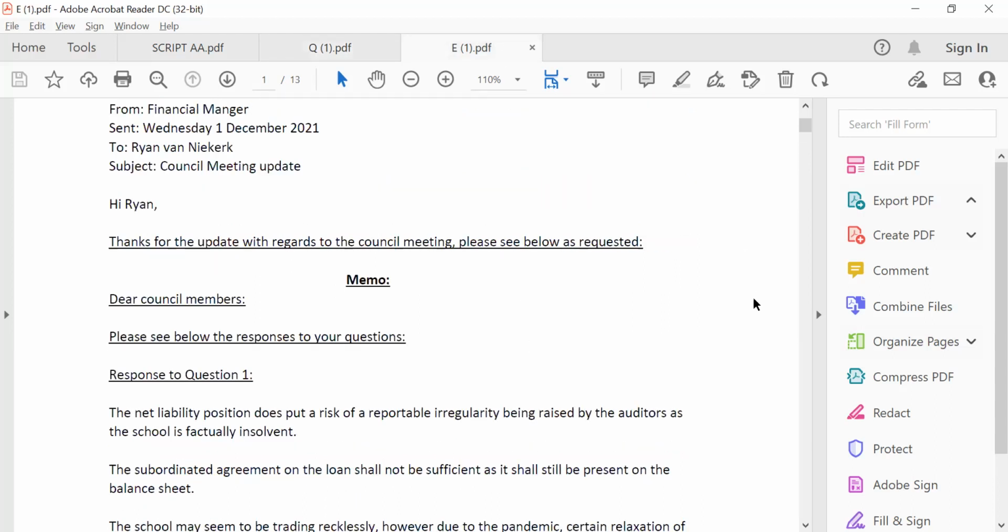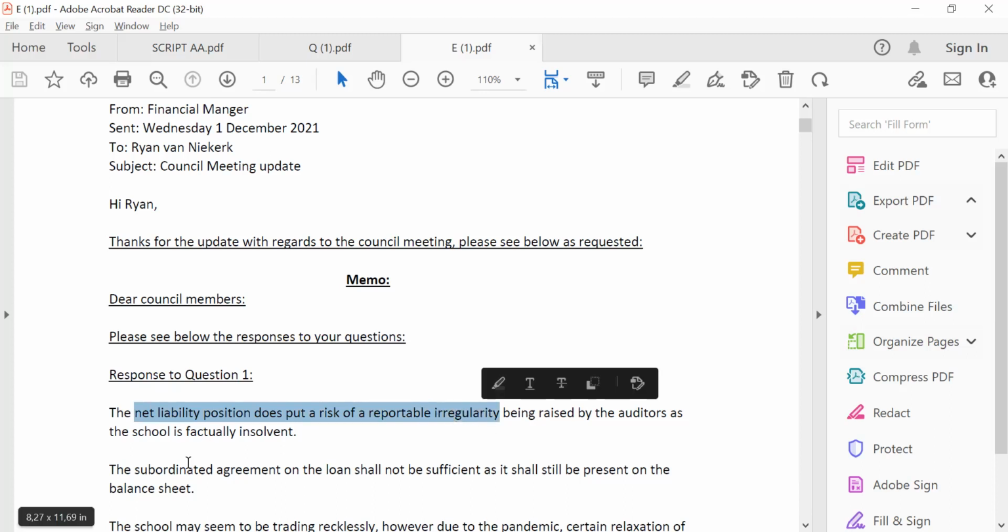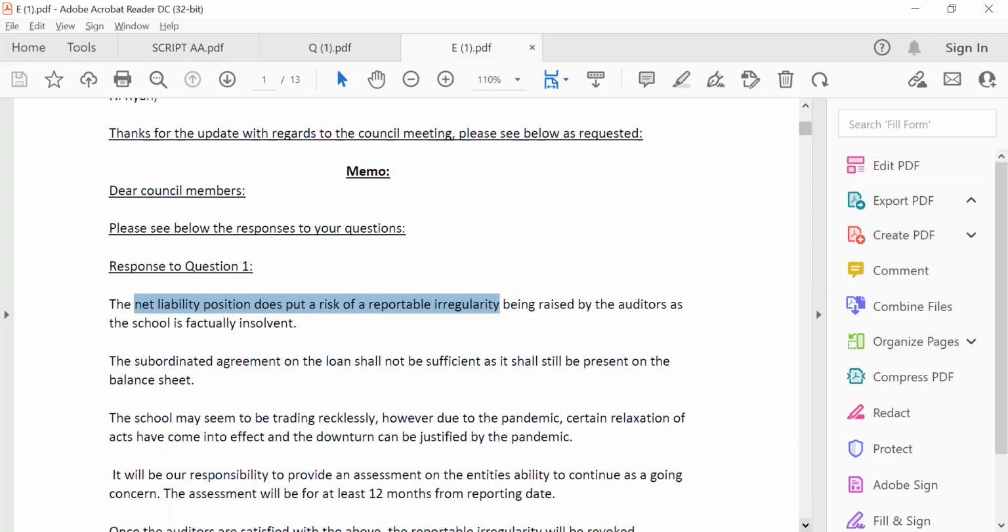Then let's look at the last script, which is script E. In this script, again, we're going to assess the discussion that the candidate has provided under all 3 questions. If we look at question 1, the candidate starts off by saying the net liability position does put us at a risk of an RI. So that is not true, because being in a net liability position does not automatically result in an RI. It's not in itself alone contravention to any of the unlawful acts that could arise. So that is not technically correct.